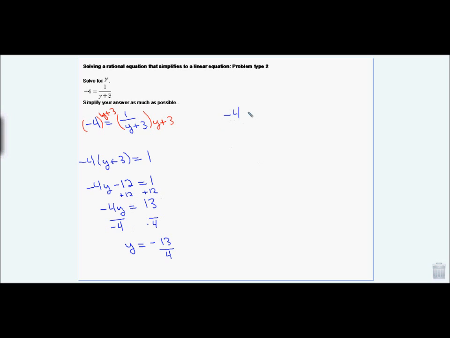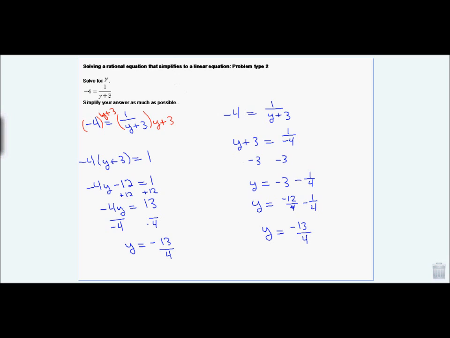Or using our other method, I get y plus 3 is equal to 1 over negative 4. Subtract 3 from both sides, and I get y is equal to negative 3 minus 1/4. Negative 3 turned into a fraction with a denominator 4. I do 3 times 4, so I get negative 12 fourths minus 1/4. So y is equal to negative 13 fourths.